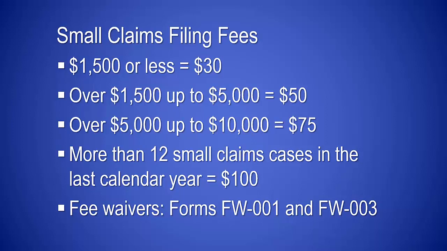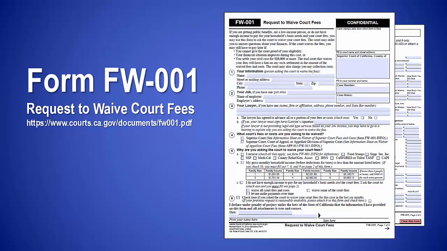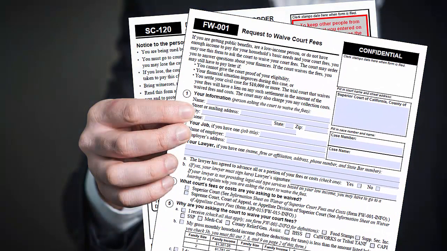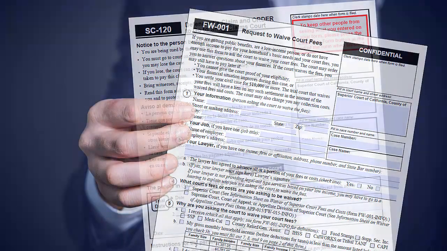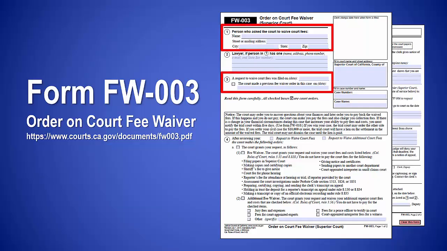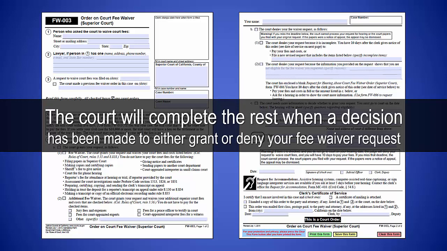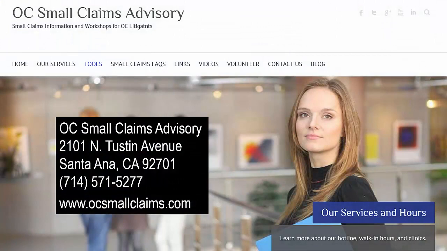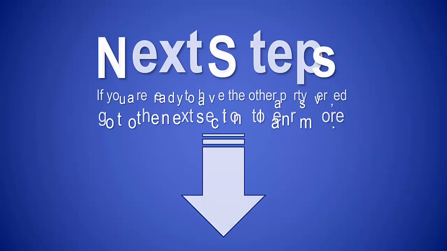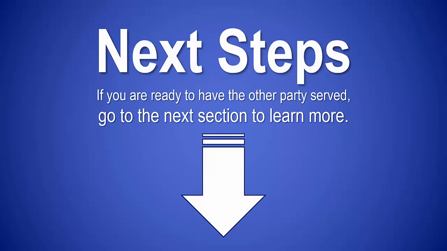Fee waivers are available for those who qualify. To file a fee waiver, complete forms FW001 and FW003. Complete and file the fee waiver with your form SC120. If you qualify, your filing fees will be waived. In Form FW003, complete Section 1. For more information, contact the Orange County Small Claims Advisory. Go to the next section to learn more.